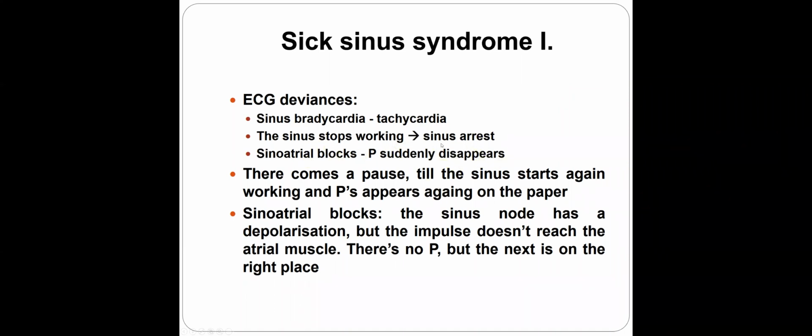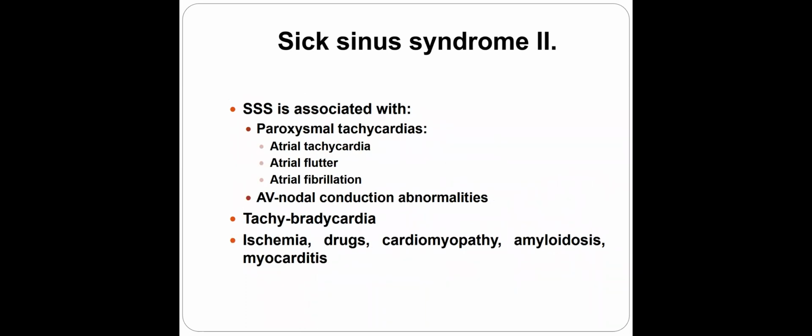So I would summarize that we have an arrhythmia absoluta. The RR intervals are chaotic, but we do have P waves, normal sinus P waves. Sick sinus syndrome can be associated with paroxysmal tachycardias, atrial flutter, fibrillation, and AV nodal tachycardias or tachyarrhythmias, usually from ischemic heart disease or drugs or cardiomyopathy or amyloidosis or myocarditis.